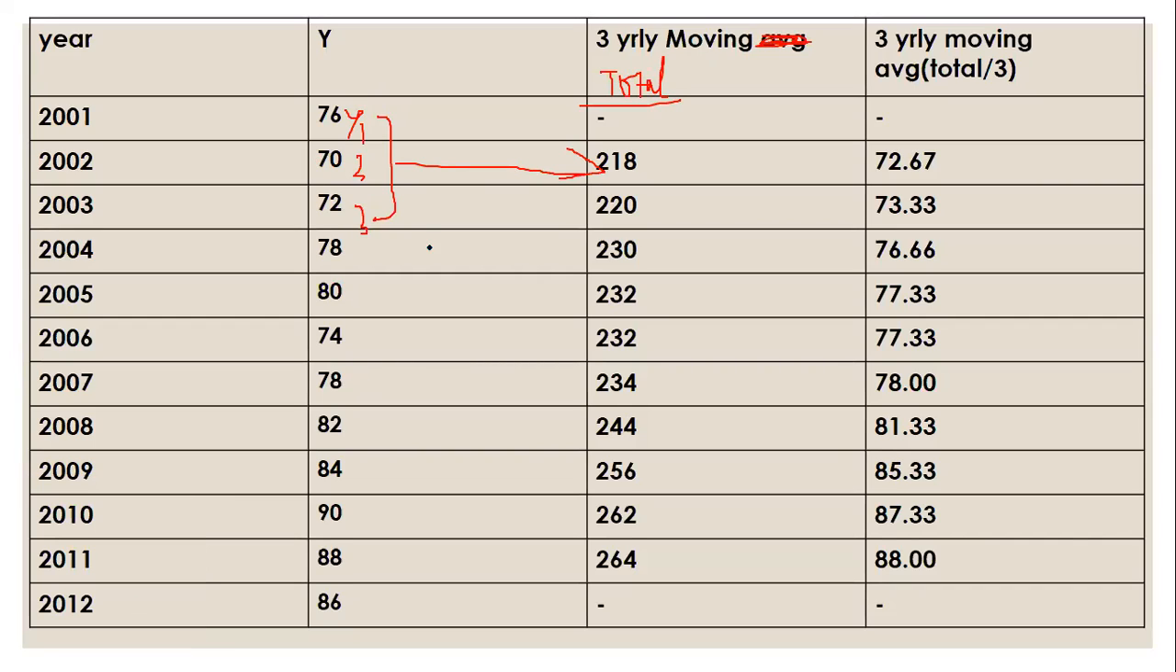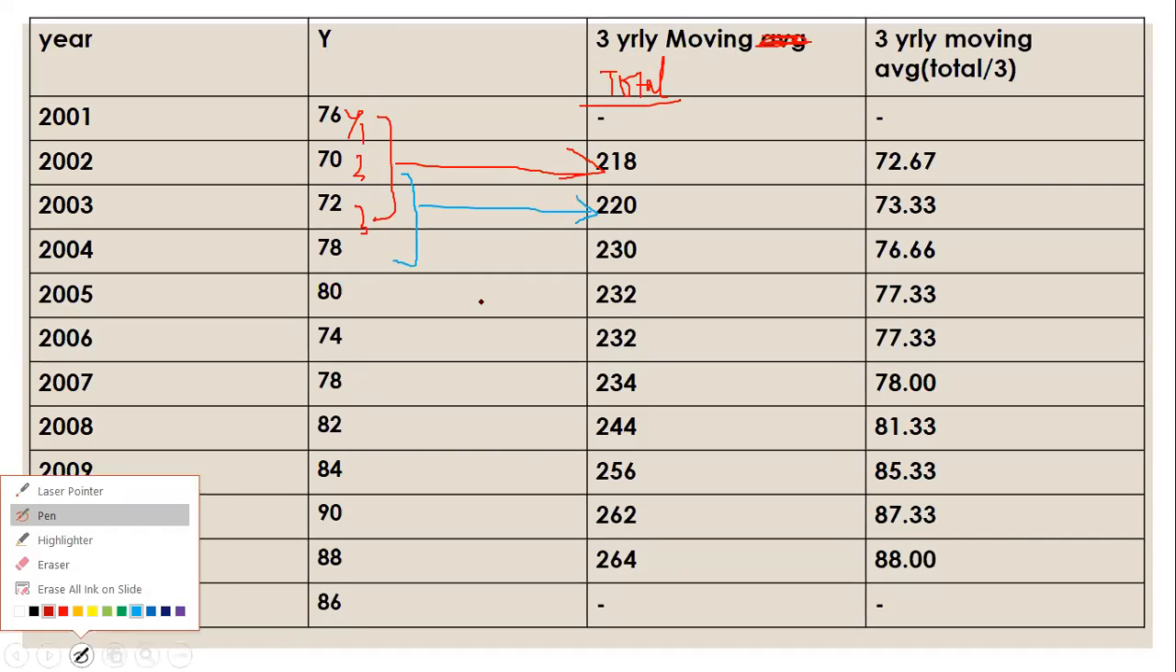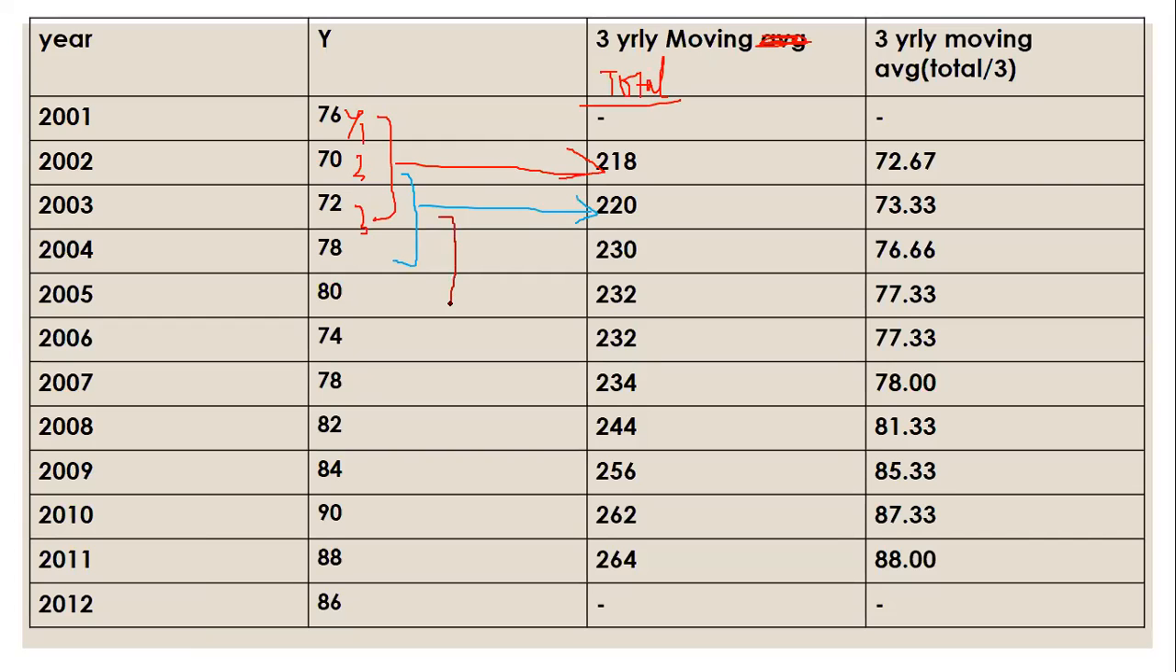And then the next one is from Y2, Y3 and Y4. I'll write the total in the center here. And then we have Y3, Y4, Y5, and then Y4, Y5, Y6, and so on. So we got 3 yearly moving totals here. And then when you divide each of them by 3, you're going to get the 3 yearly moving average.